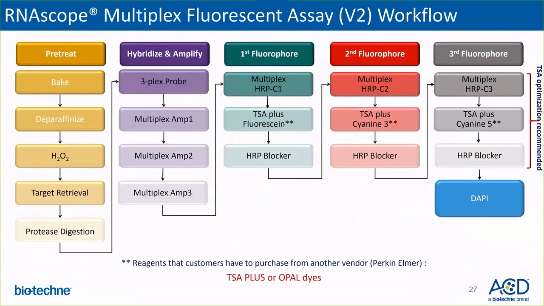And here is a more detailed workflow for the multiplex fluorescent V2 assay. Similar to the previous workflow diagram, pretreatment is completed first, followed by the target probe hybridization and subsequent amplification steps. This differs from the previously mentioned fluorescent assay, as each channel is developed sequentially. The AMP 1, 2, and 3 steps are a pooled combination of the preamplifier and amplifier molecules, so that the amplification trees begin to form simultaneously.